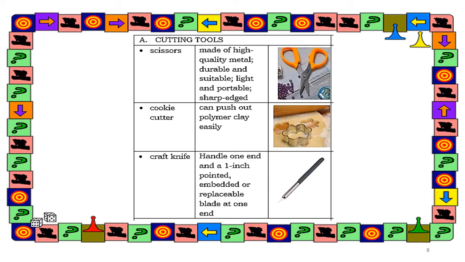First category for the tools are the cutting tools. First, we have the scissors. They should be made of high quality metal, durable and suitable, light and portable, and sharp-edged. The cookie cutter. Cookie cutter can push out any polymer clay easily. It even has different or assorted shapes and sizes. The craft knife. It has 2 ends. First is the handle on one end and a 1-inch pointed, embedded, or replaceable blade at the other end.